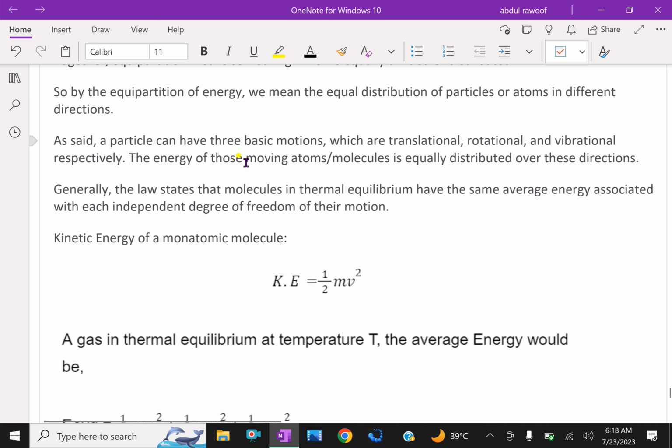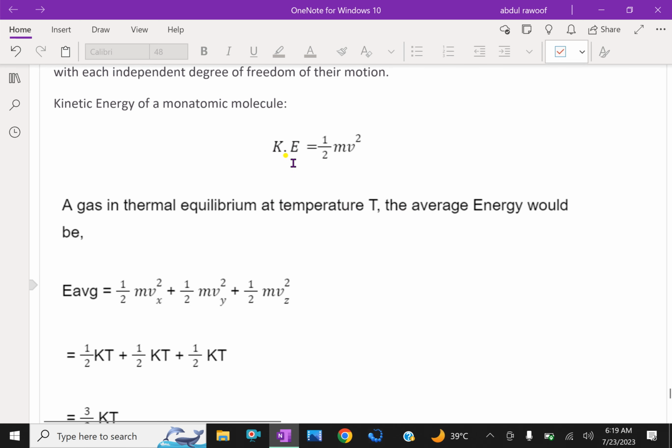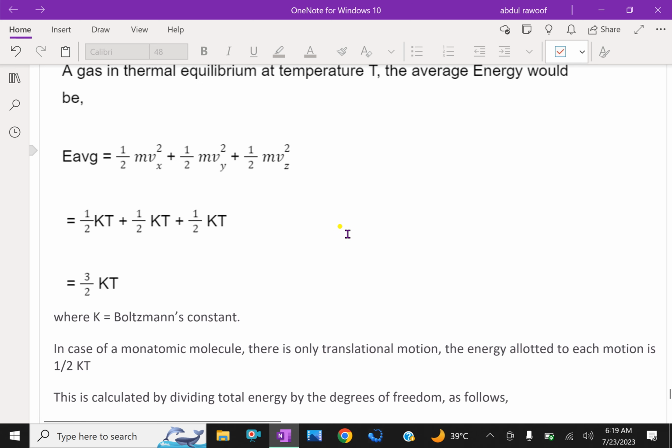As said, a particle can have 3 basic motions: translational, rotational, and vibrational. Generally, the law states that molecules in thermal equilibrium have the same average energy associated with each independent degree of freedom of their motion. We know that the kinetic energy of a monoatomic molecule is KE equals half mv square, where m is the mass and v is the translational velocity. For a gas in thermal equilibrium at temperature T, the average energy would be E average equal half m vx square, half m vy square, half m vz square, which means the kinetic energy in three directions added, that is half kT plus half kT plus half kT, where k is the Boltzmann constant and T is the average temperature.